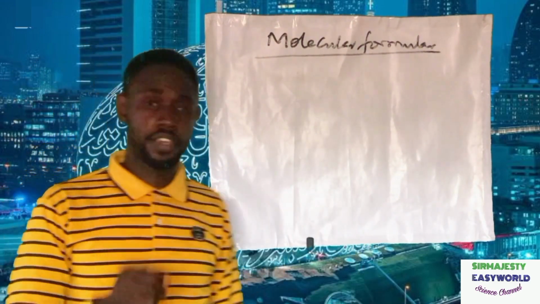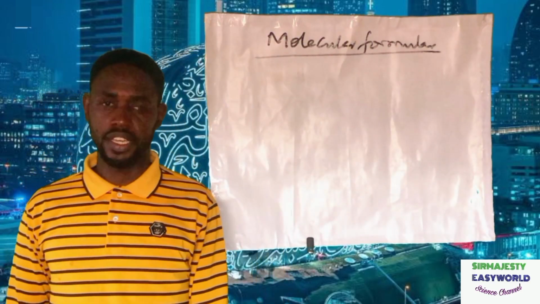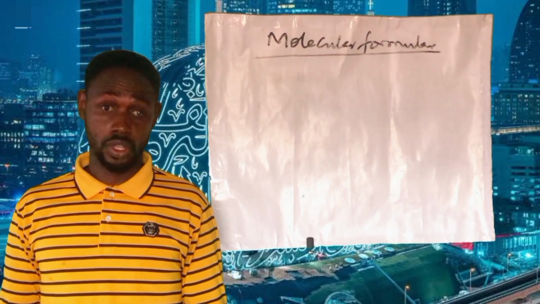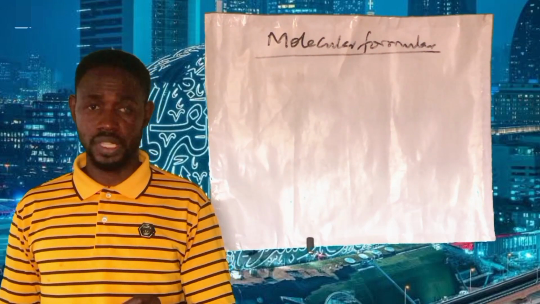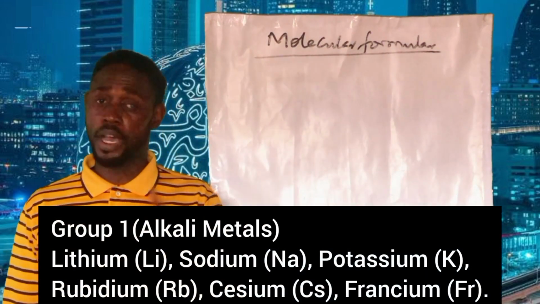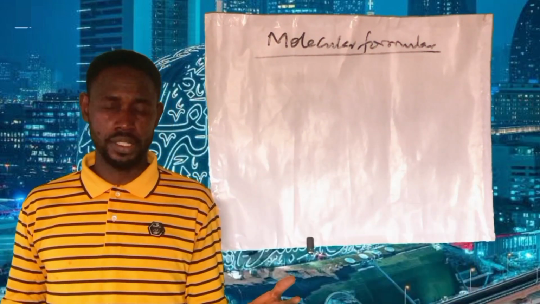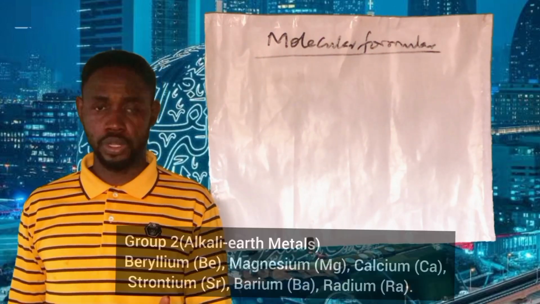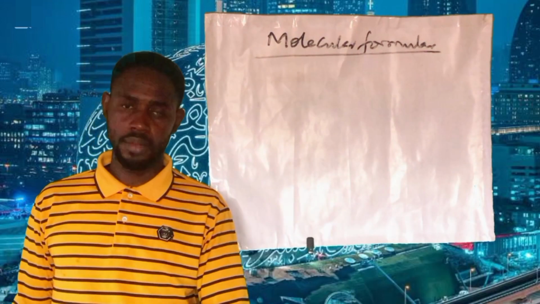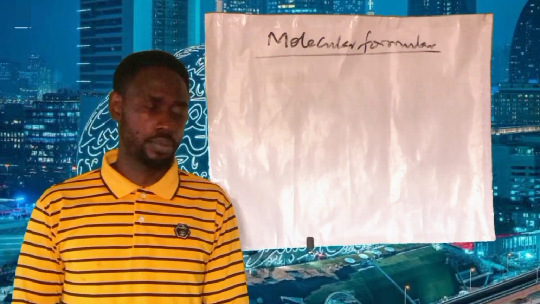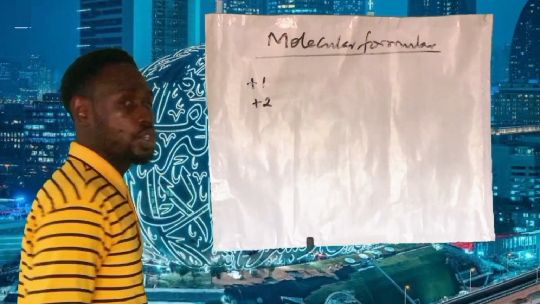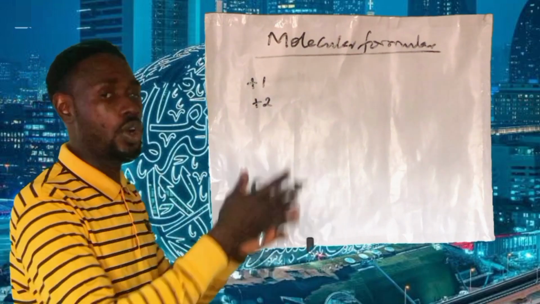The basic information that we need to know to forge ahead is the oxidation numbers of some elements, especially those that have fixed oxidation numbers. For example, all the group 1 elements have oxidation number of +1. All the S block elements don't have variable oxidation states, and the S block includes the alkali metals and the alkaline earth metals. That's group 1 and group 2. They all have fixed oxidation numbers: +1 for group 1, +2 for group 2. So we will work from the known to the unknown.